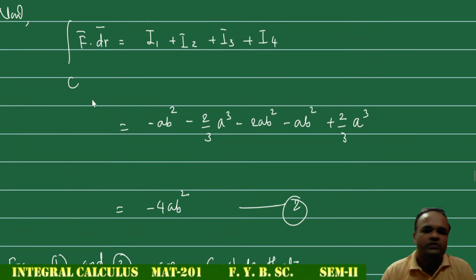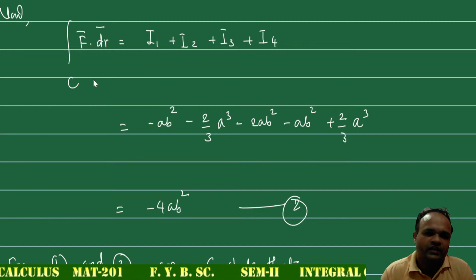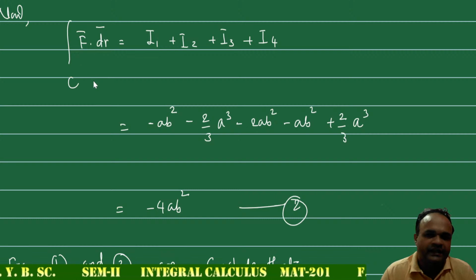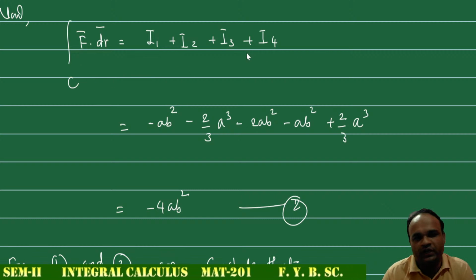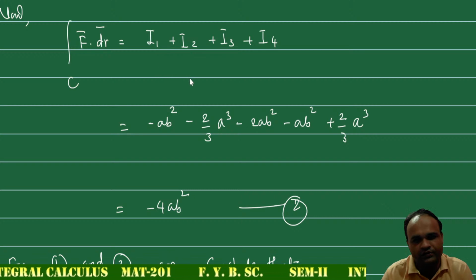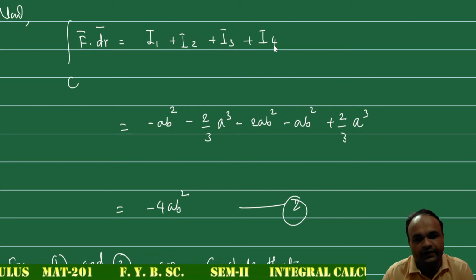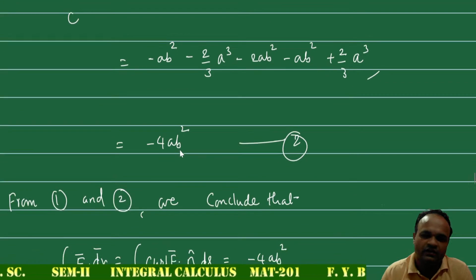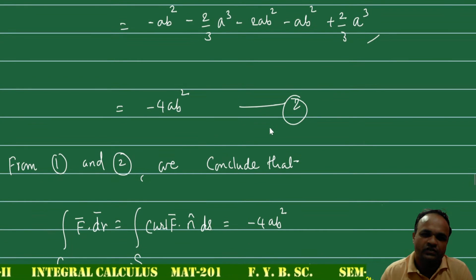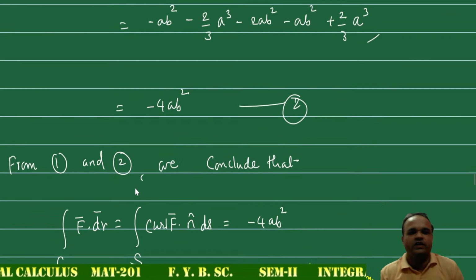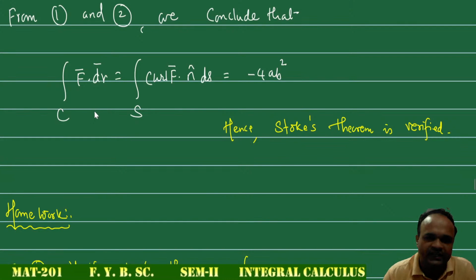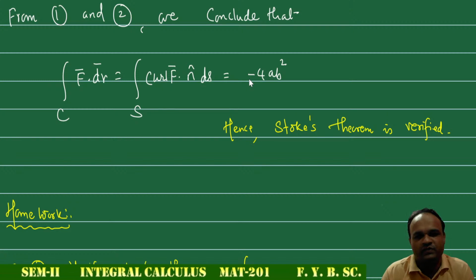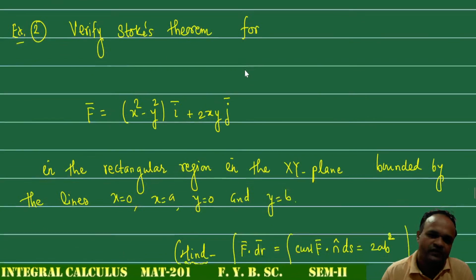So now, what is the resulting integral? The line integral along the rectangle. The resulting line integral on the rectangle will be the addition of these four integrals, that is the integral along C1, along C2, along C3, and along C4. So adding all these four integrals, you will get the value of this integral as minus 4ab square. You can call this equation 2. So from 1 and 2, we can find the value of the line integral and the value of the surface integral. Both these values are equal to minus 4ab square, and hence Stokes theorem is verified.